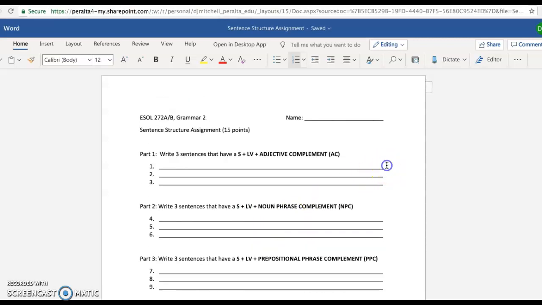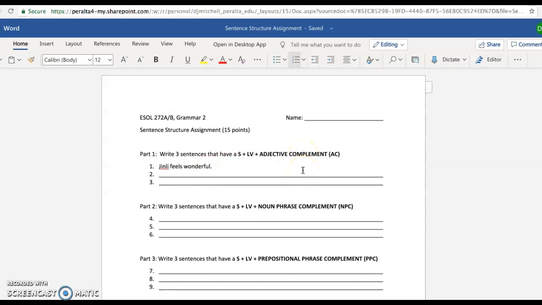So let me do the first one with you together so you can have an idea of what I mean, okay? So we want a subject, a linking verb, and an object. So you could just say, Jin Lee feels wonderful, okay? So you have a subject, a linking verb feels, and wonderful is an adjective, okay?